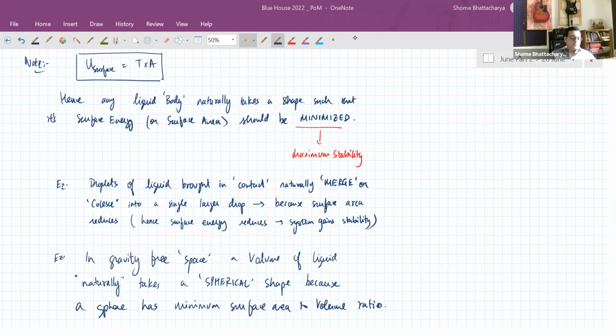Okay, so two important aspects of surface tension. Surface tension being tangential force per unit length, and surface tension also being surface energy per unit surface area. Okay. So what we've learned so far about surface tension today.